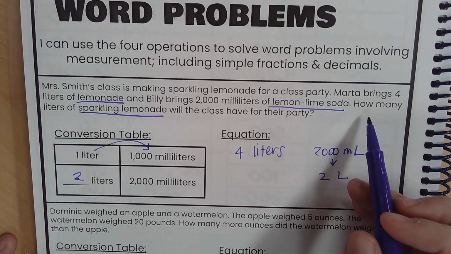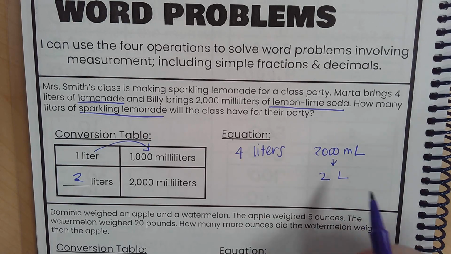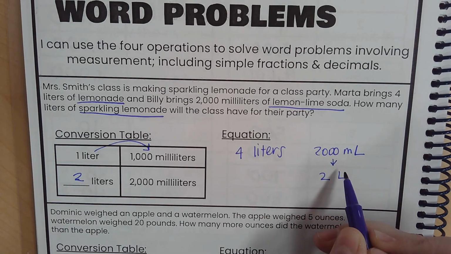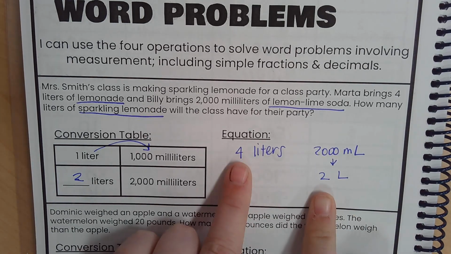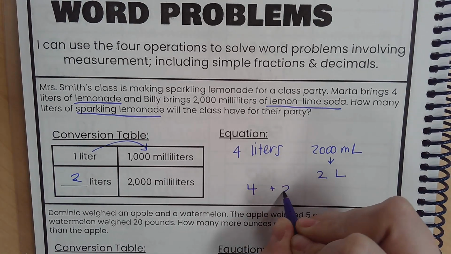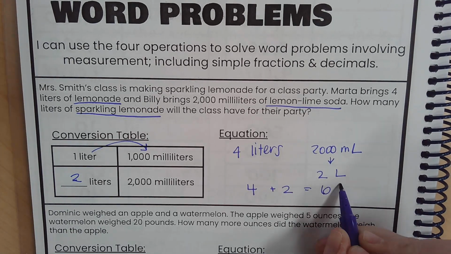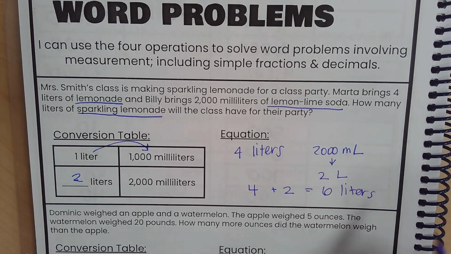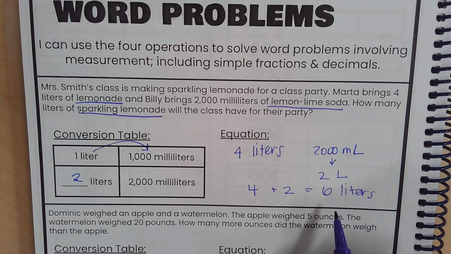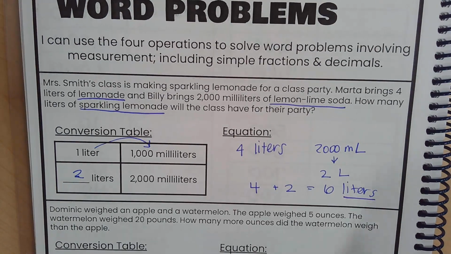So they want to know how many liters of sparkling lemonade. So that means they took this lemonade and this lemon lime soda, like Sprite, and they combined them. So that means our equation will be 4 plus 2, and that would equal 6. 6 what? 6 liters. Because with word problems, we always want to have a unit, but you always also want to look at the problem, like if you're on RISE or on Schoology, and see if it's asking you for the units or not, okay?